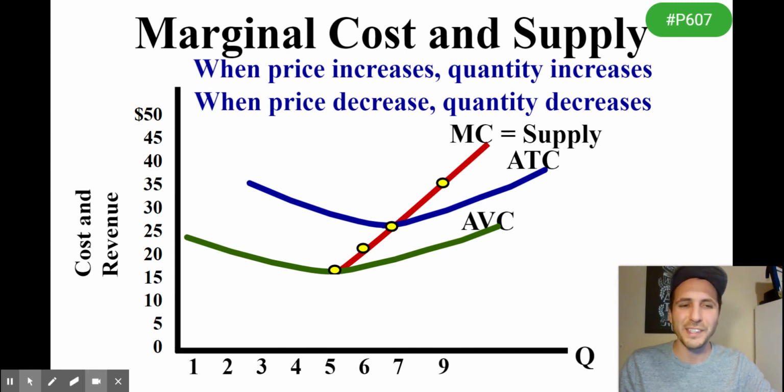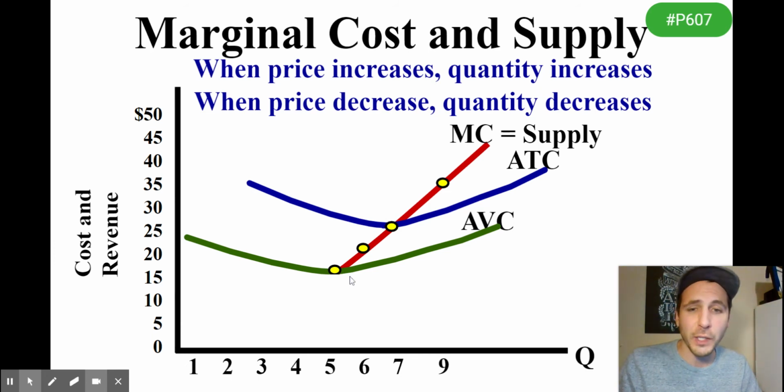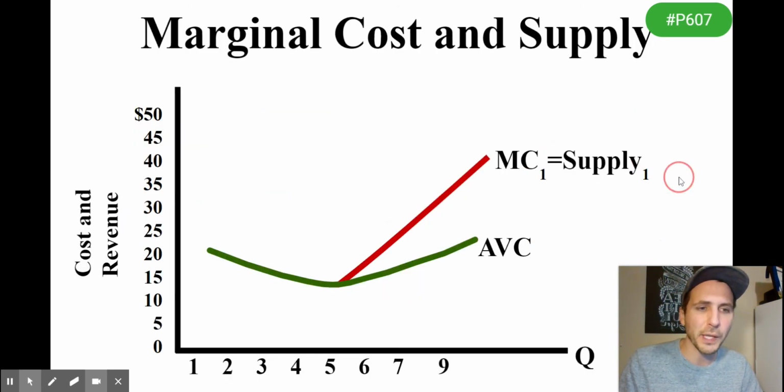Well, sometimes they sneak a little question in where they say, hey, short run supply for a firm is indicated by what? It's indicated by the marginal cost curve above average variable cost. This upward sloping marginal cost curve there is equal to supply and operates like supply. So there you go. That's the big takeaway. The marginal cost above AVC is a short run supply curve.